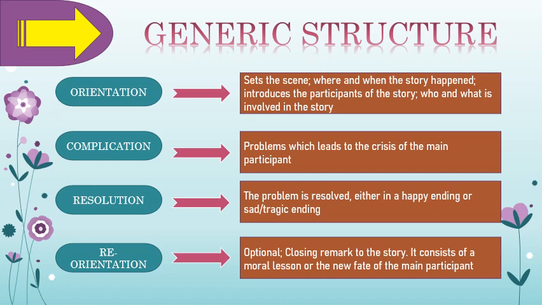Jadi kalau contohnya tadi ya di Malin Kundang, set the scene-nya di mana, di daerah mana, apakah itu West Java. Kemudian when it happened, maybe once upon a time, introduces the participants, mungkin ada Malin dan ibunya. And then the second is complication. Complication is a problems which leads to the crisis of the main participants.